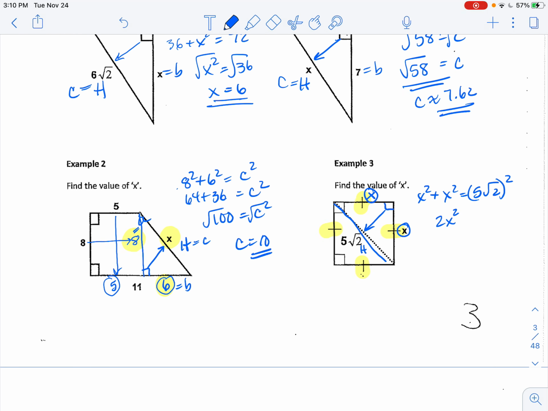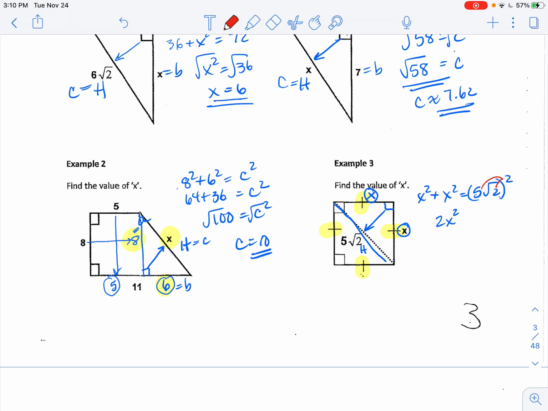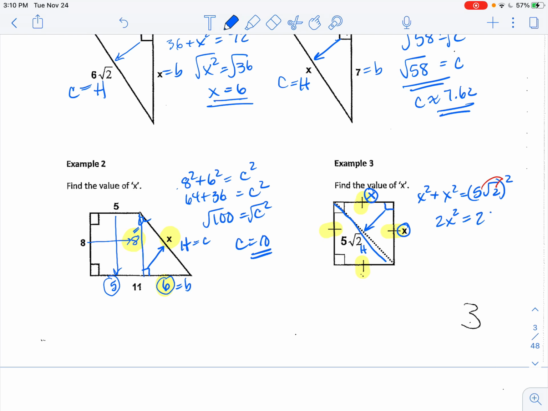And I need to square this side. It's A squared plus B squared equals C squared. Just like before, we'll distribute the square. And so that's going to give me 25 times 2. 5 squared is 25. The square root of 2 squared is 2. So 2x squared is equal to 50. Divide both sides by 2, and x squared is equal to 25. And we take the square root, so x is equal to 5. One of these sides of our square is 5 units long.